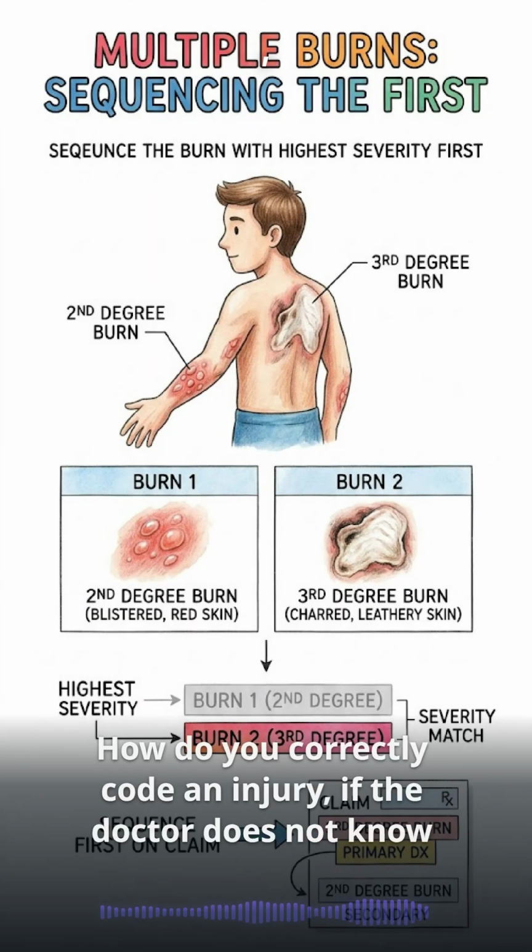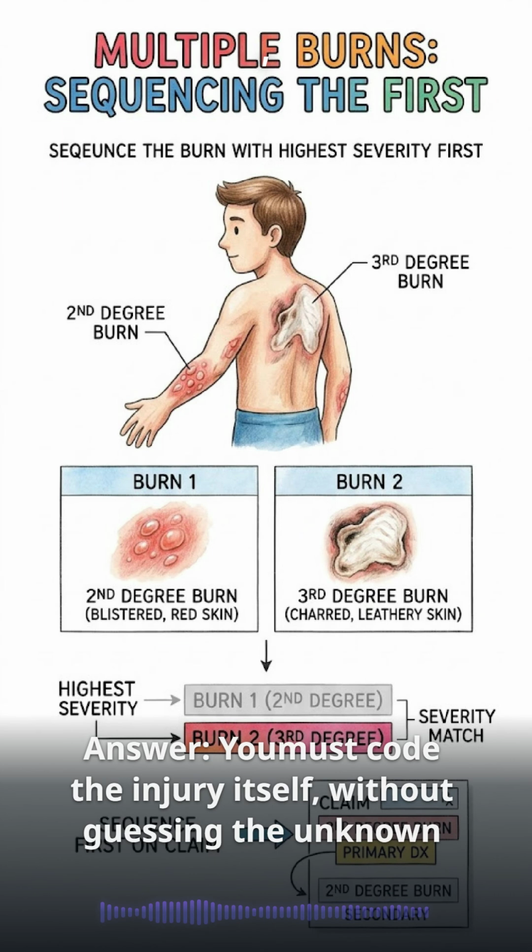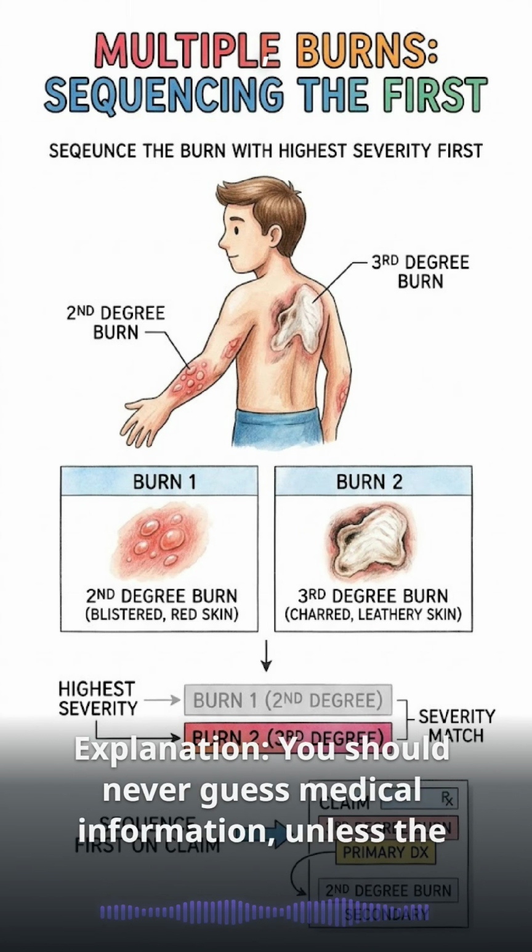70. How do you correctly code an injury if the doctor does not know exactly? You must code the injury itself without guessing the unknown specific external medical cause. You should never guess medical information unless the doctor clearly writes it down.